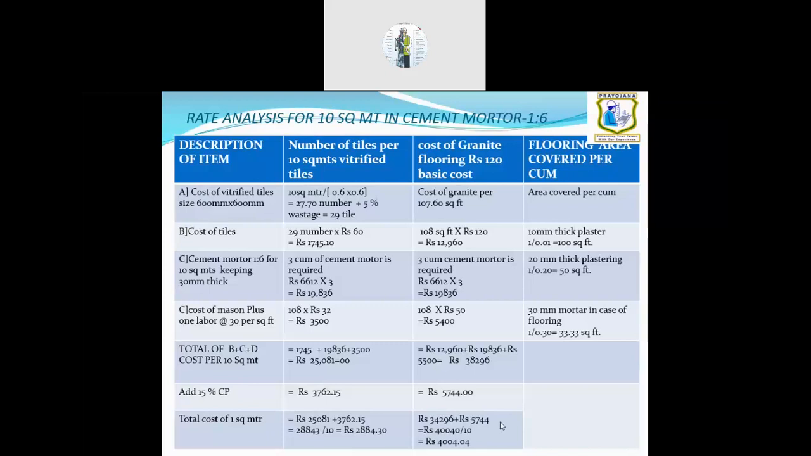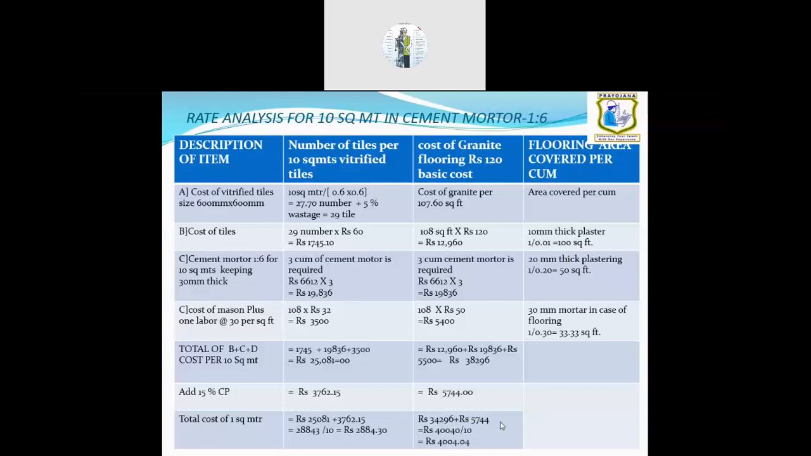Yeah. I have a doubt. Can you please explain 108 again? How 108? 108 is 10 square meter. 1 square meter is 10.76 square feet, no? Into 10 is 108. Okay. Got it.